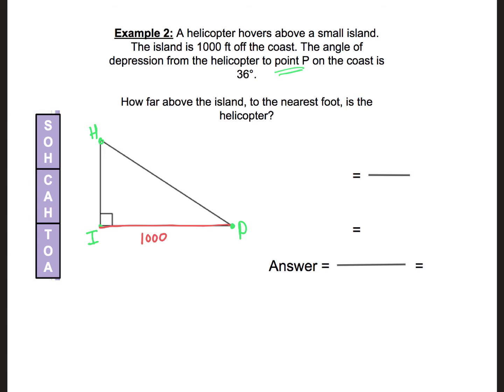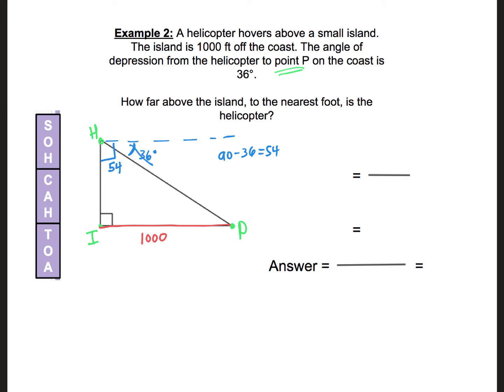It also tells me the angle of depression from the helicopter to point P on the coast is 36 degrees. So if I drew a dotted line out from the helicopter, that would be like the line of sight that the helicopter pilot would have if he was looking straight out. And then if the pilot looks down towards that point P, the angle of depression would be 36 degrees. Now notice that angle isn't inside my triangle, and we want it to be inside my triangle. So what I know is that this entire angle here is 90 degrees. So if I do 90 minus 36, that'll give me the angle on the inside, which is going to be 54. So this right here should be 54.